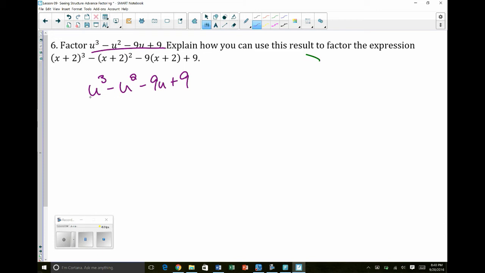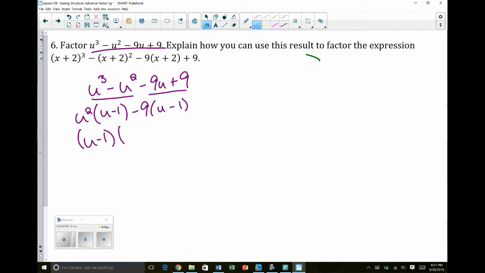Well, what can I factor out? Well, from the first two terms, I'm going to take out a u squared and I get u minus 1. From these next two terms, I want a u minus 1, so I'm going to factor out a negative 9. Negative 9 times u gives me negative 9u. Negative 9 times negative 1 gives me positive 9. Both of those terms have a u minus 1, so I'm going to factor that out front.